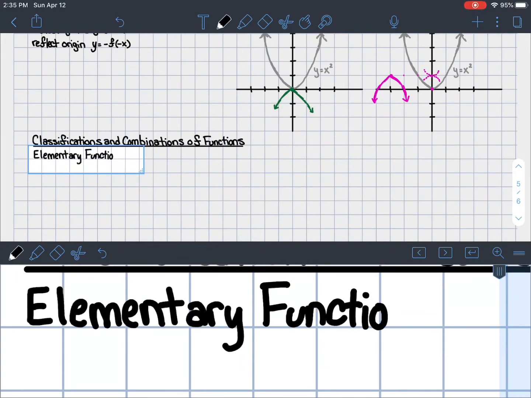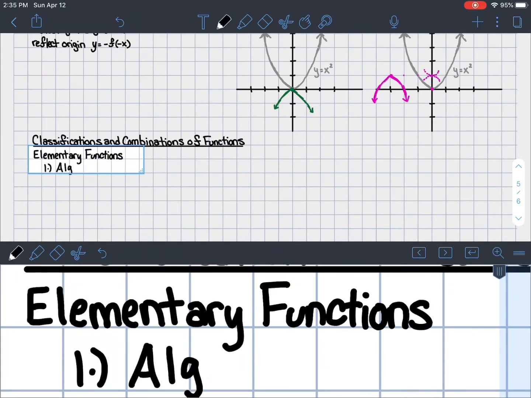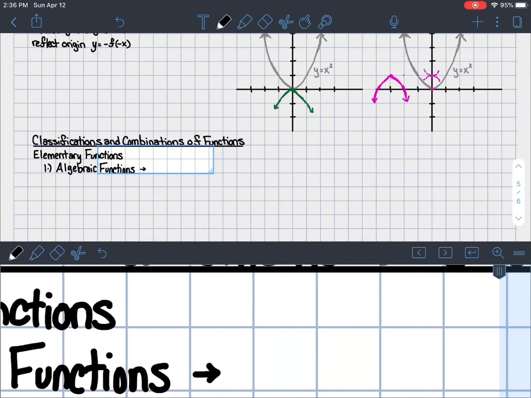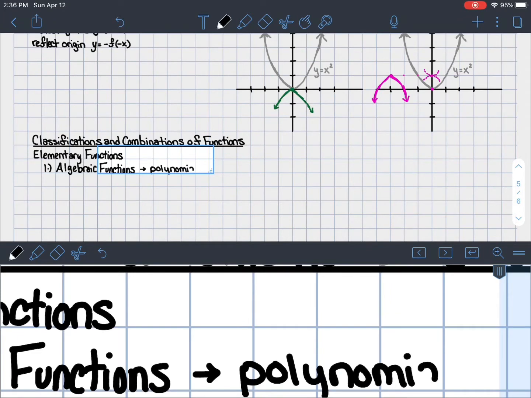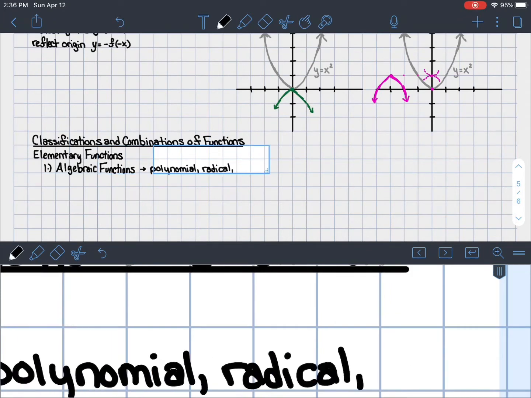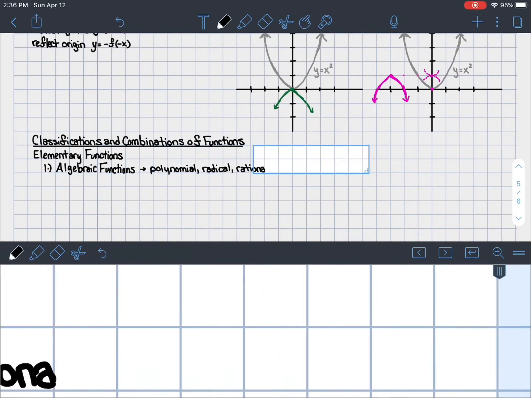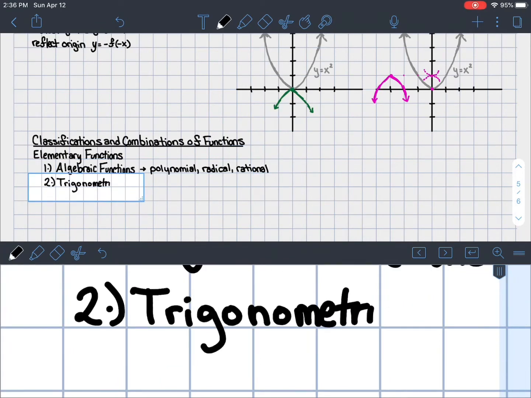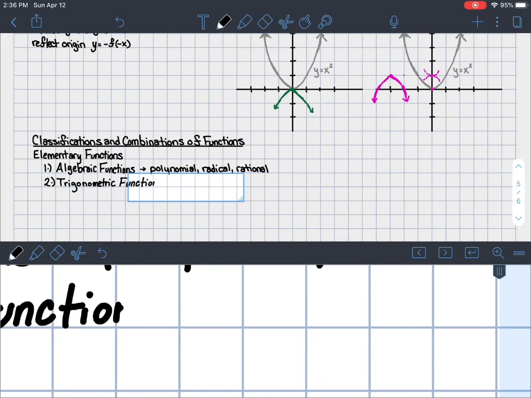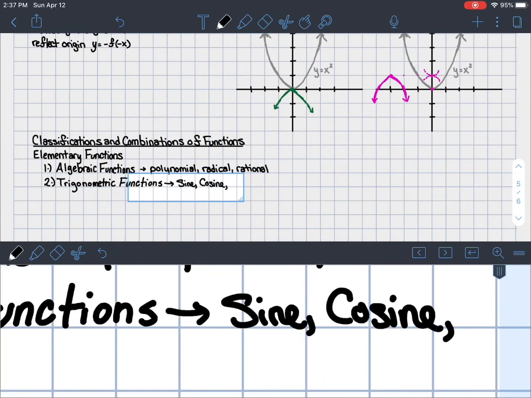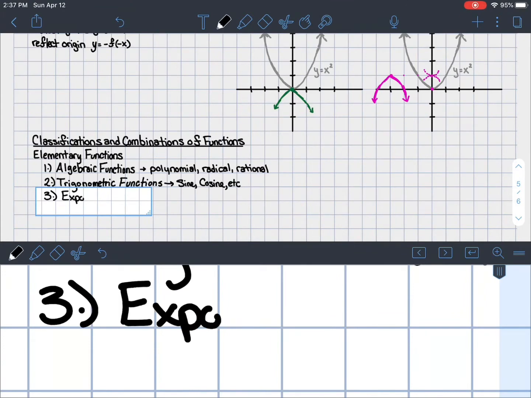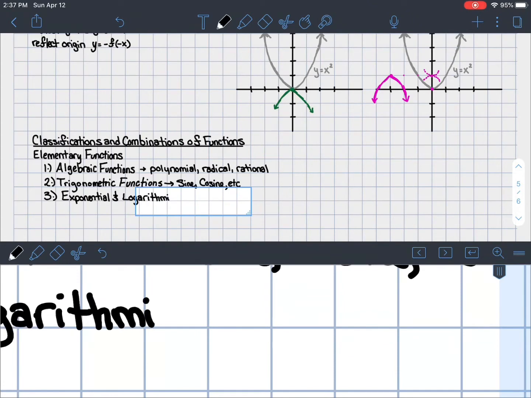Classifying and combinations of functions. Elementary functions can be divided into 3 categories. Algebraic functions, which are polynomials, radicals, and rational functions. Trigonometric functions, sine, cosine, tangent, cotangent, cosecant, and secant. And exponential and logarithmic functions. Let's talk specifically about polynomial functions right now.